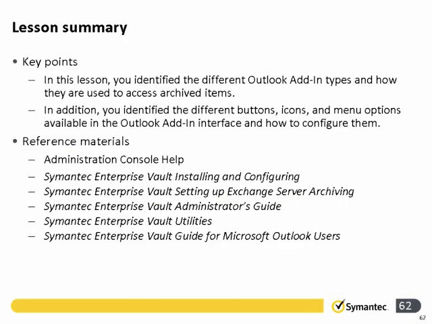In this particular lesson, we looked at the different Outlook add-in types and how they are used to access your archived items. In addition, we identified the different buttons, icons, and menu options available in your Outlook interface, based upon the Outlook version that you're using, and how you can configure them using the desktop policy. Our reference materials include the Enterprise Vault Administration Console Help, our Installing and Configuring Guide, the Setting Up Exchange Server Archiving Guide, the Administrator's Guide, the Utilities Guide, and we also have a guide for your Outlook users, which is the Guide for Microsoft Outlook Users. And this brings us to the end of Lesson 7.